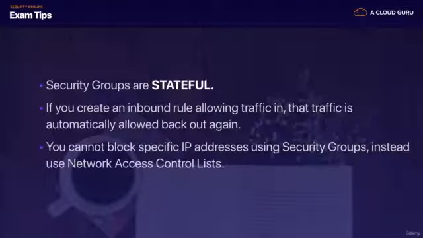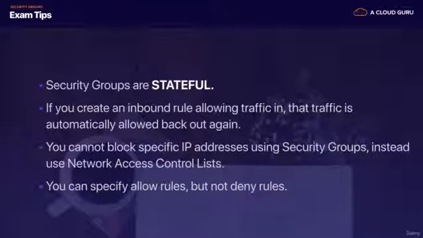And you cannot block specific IP addresses using security groups. Instead, you're going to do this using network access control lists, and we're going to learn all about that in the VPC section of the course. And then finally, you can specifically allow rules, but you cannot set any deny rules in a security group. So if you see any scenario questions about setting up a deny rule on a security group, they don't work like that. By default, they deny everything, but then you go in and allow. You can't put a specific deny rule on a security group, but you can do that with network access control lists. And like I said, we will cover that off in the VPC section of the course.